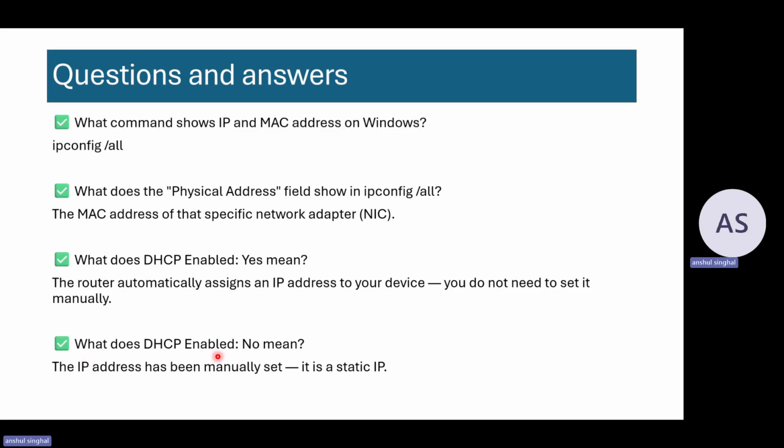Then if DHCP enabled is no, so basically no such communication is going to happen to get the IP address from the router. So the IP address has been manually set, or it is a static IP, right? So that is what it means.